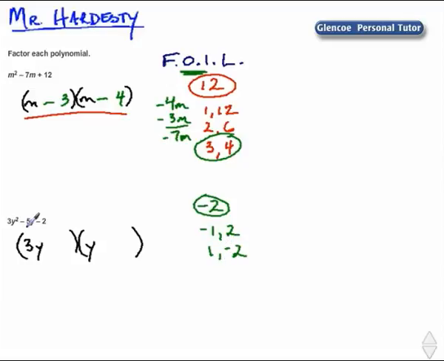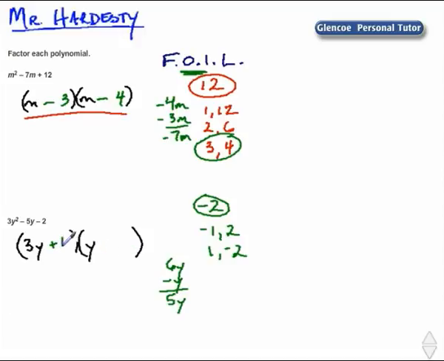Consider, as we're looking for negative 5 as our outer and inner coefficient, that we have a 3 out here. Let's just try. Let's put two factors in of negative 1 and 2 and see what we're looking at when we FOIL. Outer is 6y, inner is negative 1y. That would give us 5y. We're very close. We just need this to be negative. So let's try changing these signs.